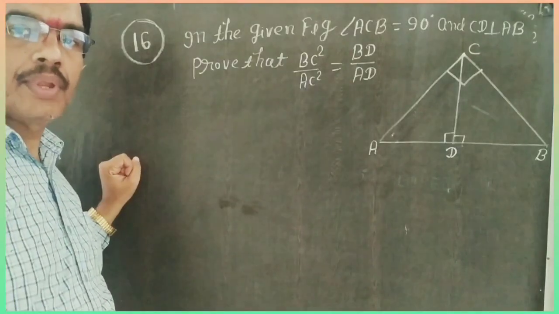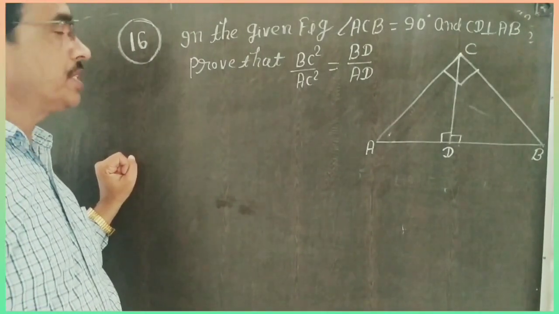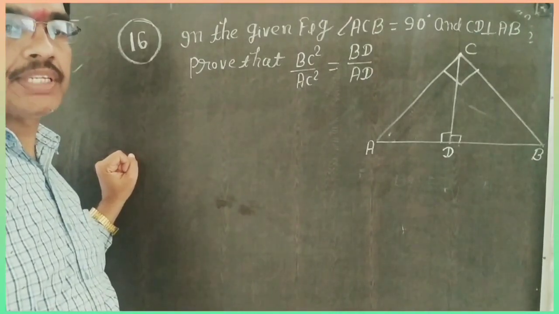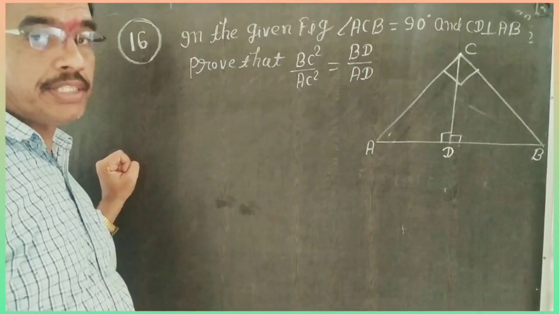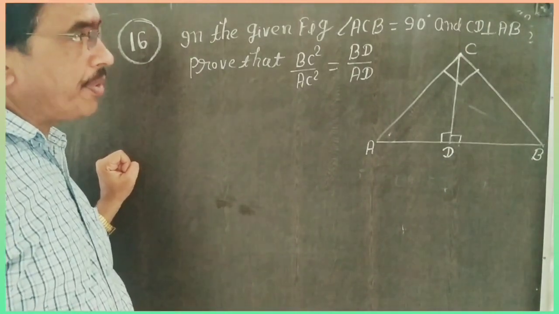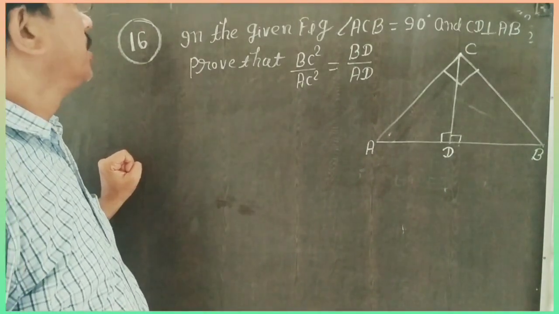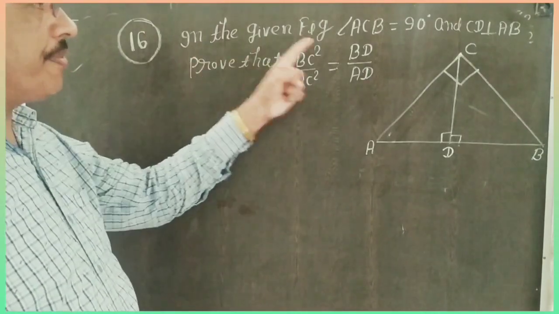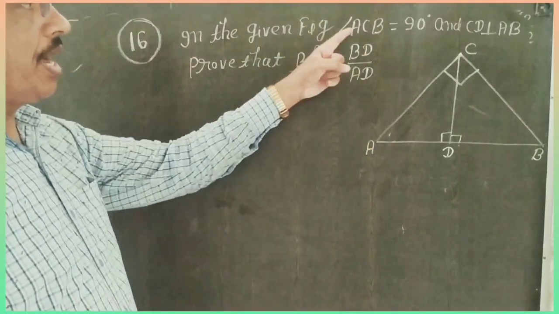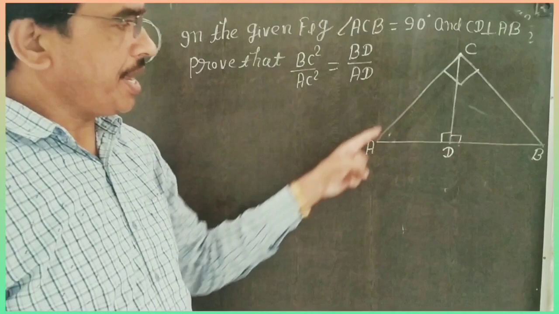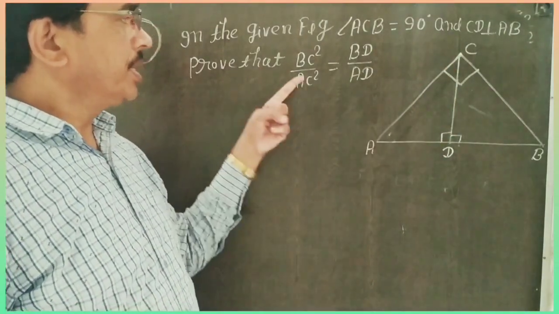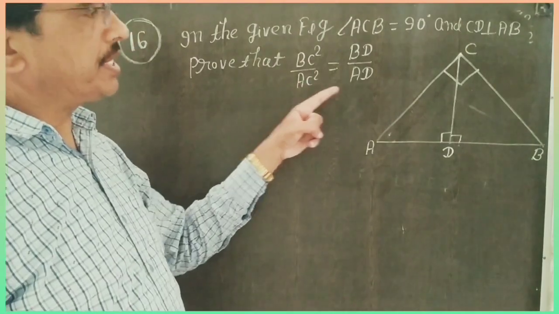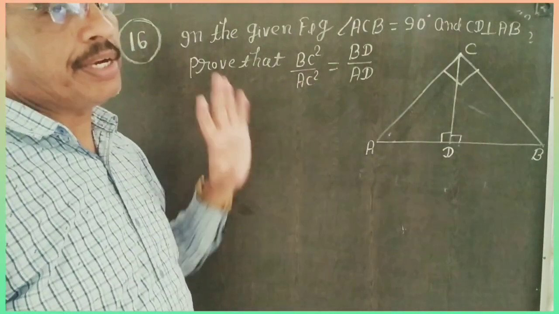That's it. Dear students, the 16th question of the exercise is a very important question, also from the NCERT and important for the board examinations. Question 16: in the given figure, angle ACB is 90 degrees and CD is perpendicular to AB. Prove that BC square by AC square is equal to BD by AD.